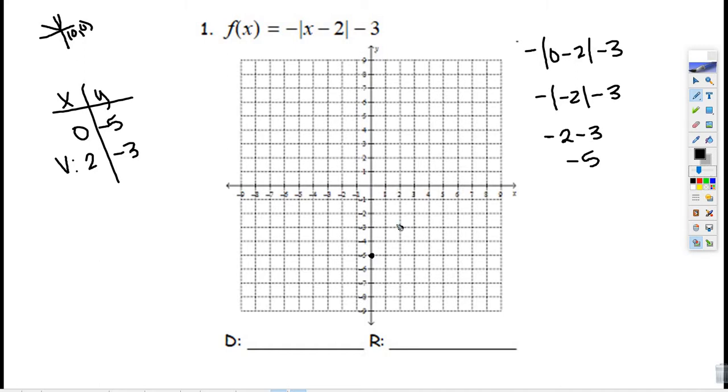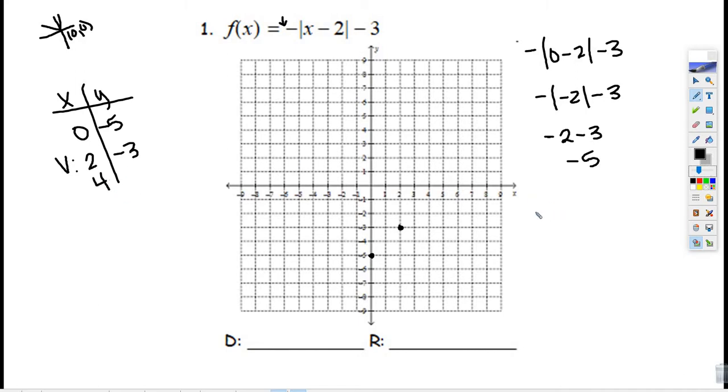Now this point is lower than my vertex. That makes me feel like I'm on the right track, as that negative indicates to me that this is a downward opening V. Now for something to the right, if I want to use symmetry, notice that 0 is 2 to the left, so I would pick a point 2 to the right, which is 4.